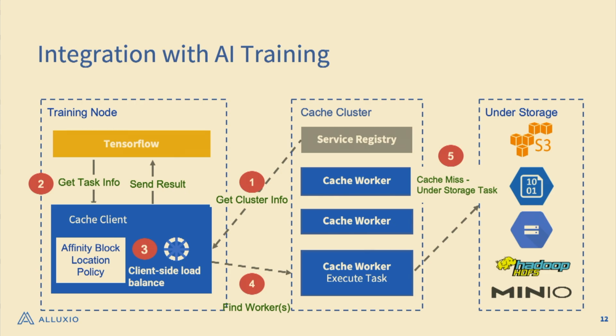Then the training node may want to read a specific data set, and it will talk to the local cache, the cache client here. If it has the data cached, it will just return it. If it doesn't have this subset of the data set, it will talk to the remote worker node to get the data. If the worker node has the data, it will return it. If it doesn't have it, it will talk to the end storage to load the data into the cache and return it to the training node. So that's a basic idea of how we could integrate a cache with AI training to speed up the AI training jobs.